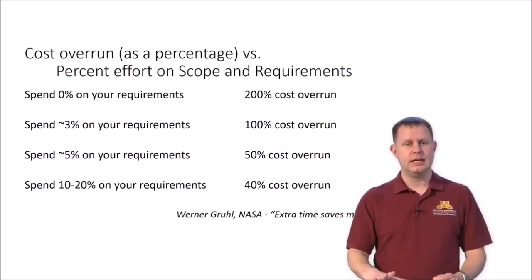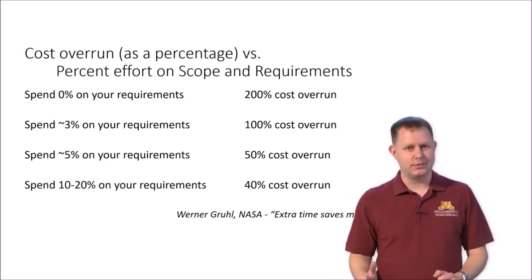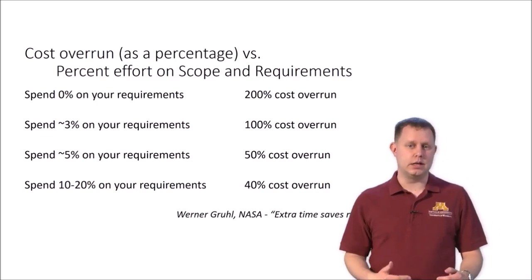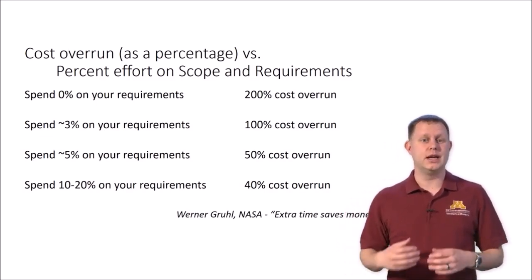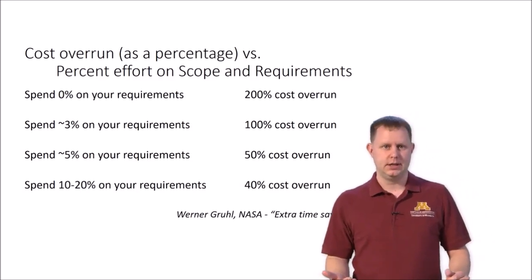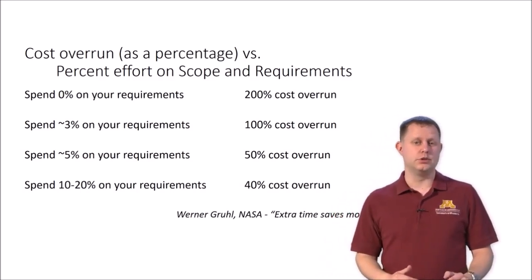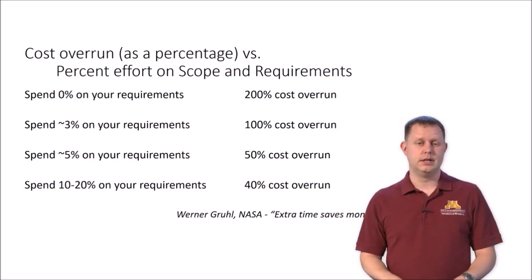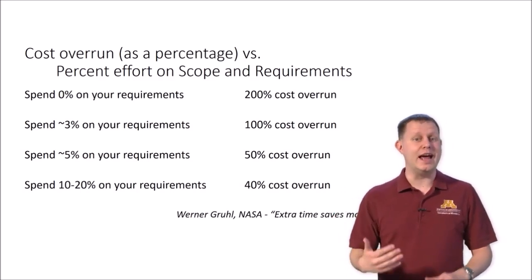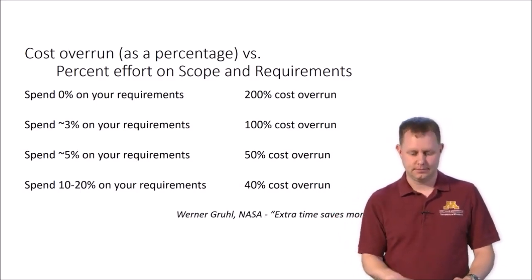Now, notice, please, that it doesn't go to zero. Even spending 10 to 20% on requirements and scope only brings it down to 40% cost overrun, with a long tail that looks to approach 35%, but not much lower. Just another reminder that we aren't very good at estimating these kinds of things.